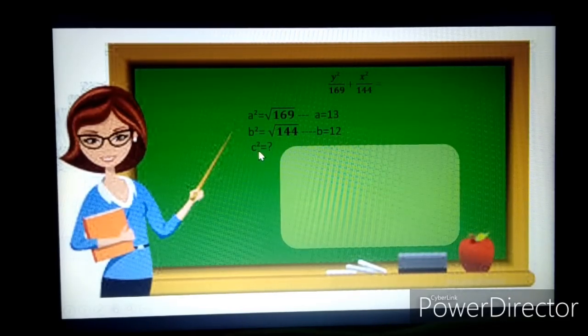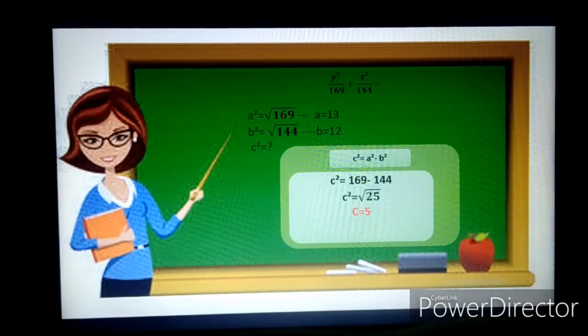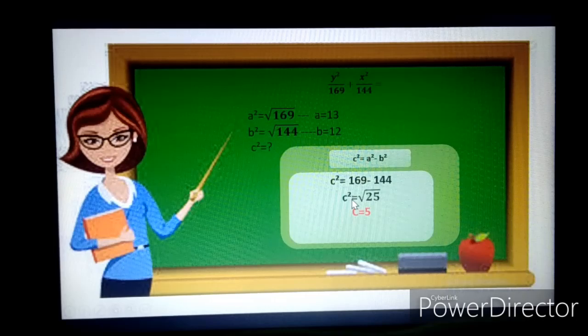So the c is missing. We need to find c because c is our foci. We need to use the Pythagorean theorem formula. So substitute a squared: c squared equals 169 minus b squared, 144, so c squared is equal to 25. The square root of 25, so our c here is 5.